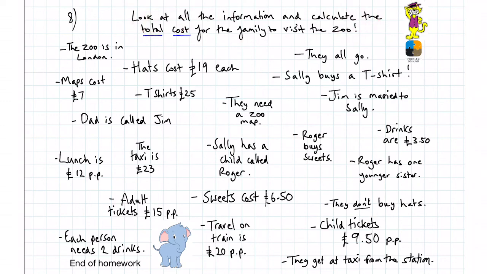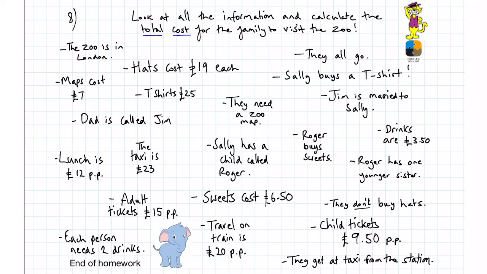Now before I can work out a total cost, I need to work out who's going. Now it does say that everyone's going to the zoo, they all go, says that there. But who is everyone? Well, we could start here. The dad's gym. It says something about Roger buying some sweets here, so Roger's one of the kids, and so on. It's up to you to look through this information and decide exactly how much this trip to the zoo costs. There is some irrelevant information on here. For example, the zoo is in London. That is not relevant. There might be some other things on there as well that is not relevant.